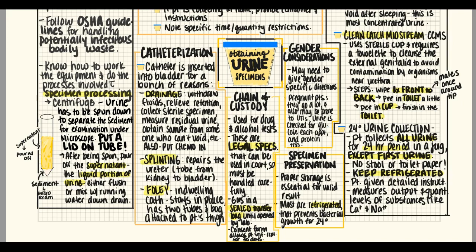So these chain of custody cases are legal specimens that can be used in court, so they have to be handled with extra care. You have to be super careful in how you process them, how you prep the patient for them, how you collect them. Urine specimens will go in a special sealed transfer bag, and that bag stays sealed after it's been collected until it is opened by the lab to be tested.